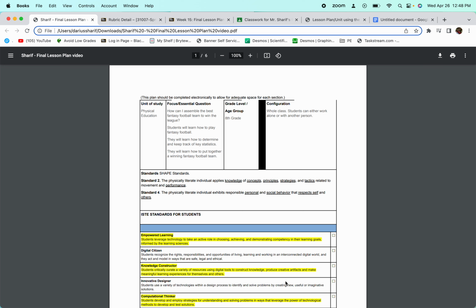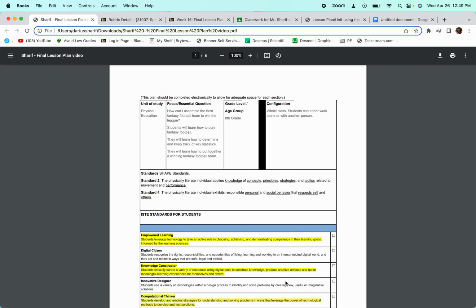The focus/essential question. The essential question is how can I assemble the best fantasy football team to win the league? Students will learn how to play fantasy football. They will learn how to determine and keep track of key statistics, and they will learn how to put together a winning fantasy football team.